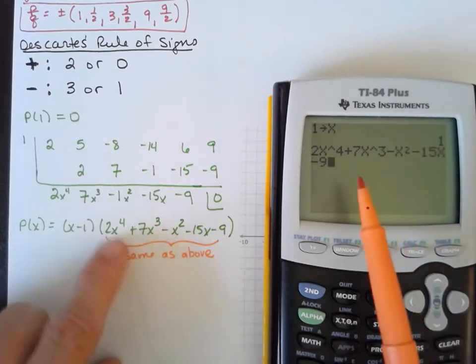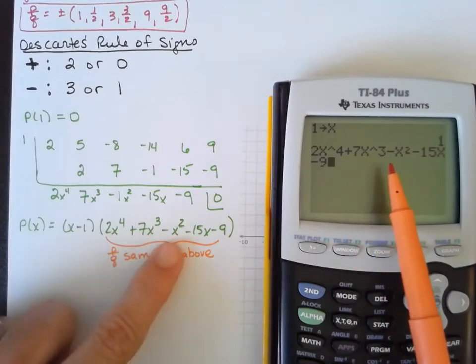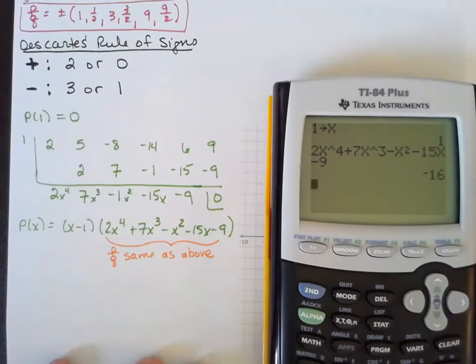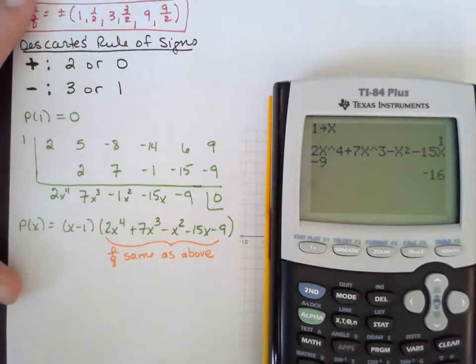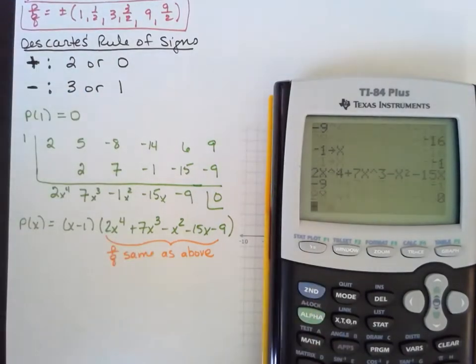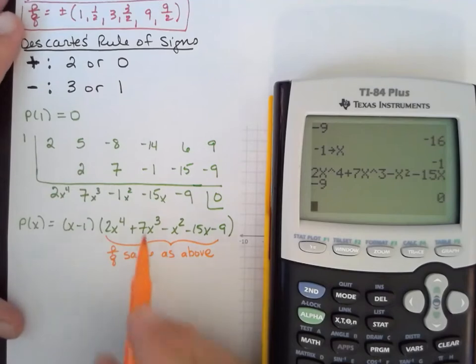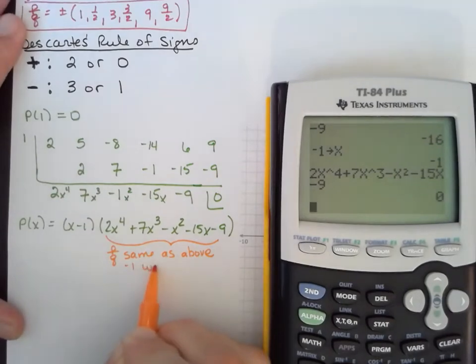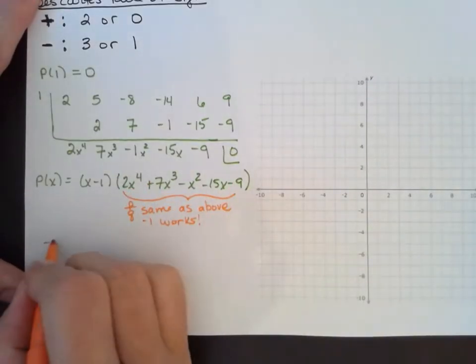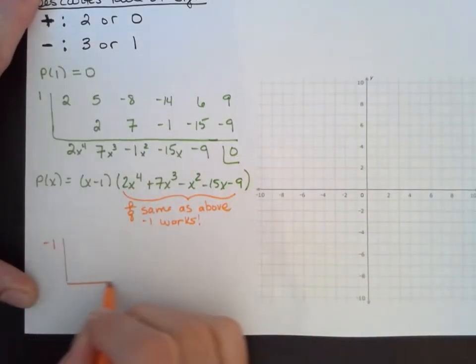Let's make sure. 2x to the 4 is 7x cubed minus x squared minus 50. I think that's right. And it does not work the second time. So let's try -1. -1 works. Just going to make a little note. So I stop, I do synthetic division just with this, and I have a -1 this time.